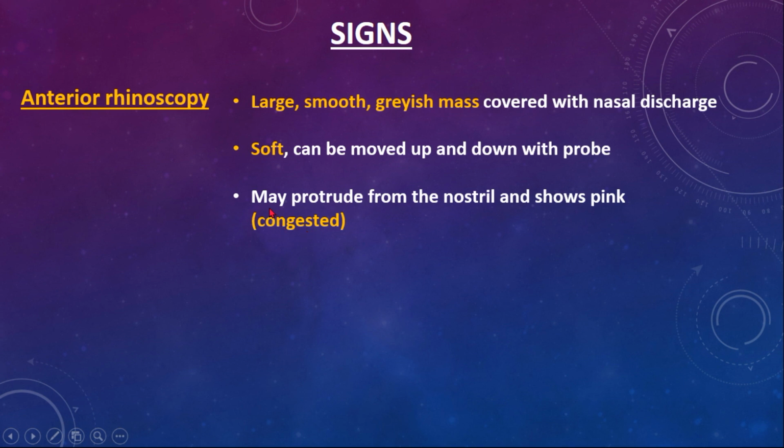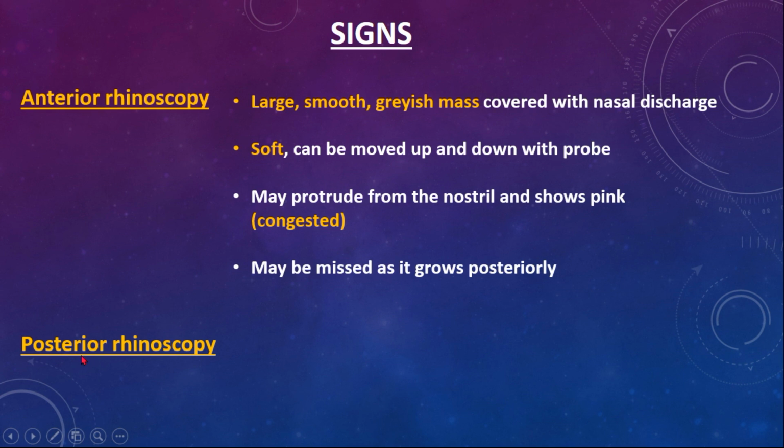So in this it tells you that it can protrude from the nostril. If it comes out of the nostril, it becomes congested due to the obstruction of blood flow. So it becomes reddish and congested. It may be missed as it grows posteriorly. If it is present only in the nasopharynx, it can be missed on anterior rhinoscopy.